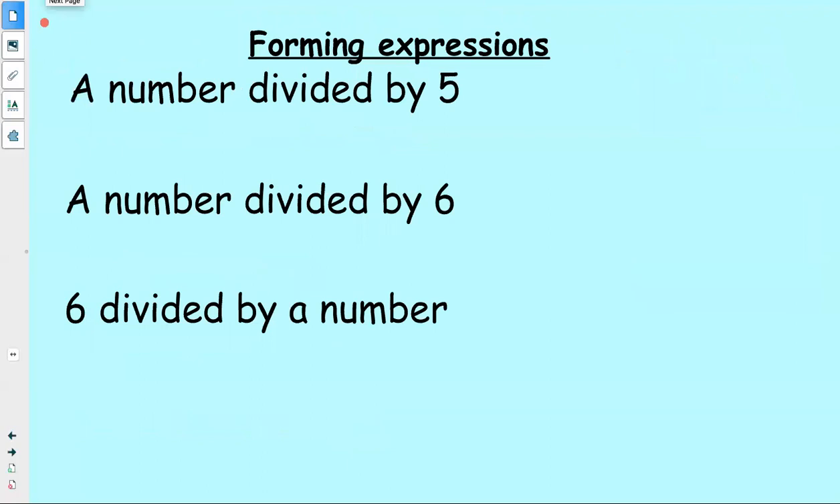Okay, just some more examples. Forming expressions, so a number divided by 5. Again, you don't know what that number is, so we're going to use the variable x. x divided by 5. Now, you could write it like this here. That's the divide sign, isn't it? But in algebra, we usually write divide calculations like a fraction. So we would write it like this, x divided by 5. Next one, a number divided by 6, so it would be x divided by 6. And then 6 divided by a number, so 6 on top, because that's being divided into 6 divided by a number, 6 divided by x. Okay, let's move on.